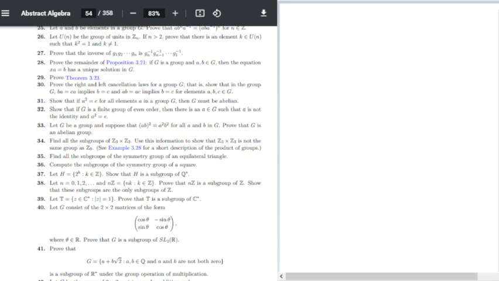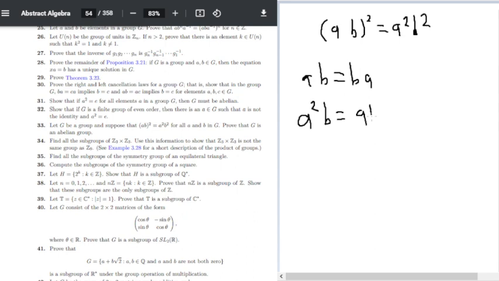Alright, let G be a group, and suppose that (ab) squared equals a squared b squared for all a and b in G. Prove that G is an abelian group. So, okay. We have that (ab) squared equals a squared b squared. So, let's kind of work in reverse. If ab equals ba, then multiplying on the left side by a gives a squared b equals aba. And multiplying on the right side by b gives us that a squared b squared equals abab, which is equal to (ab) squared.